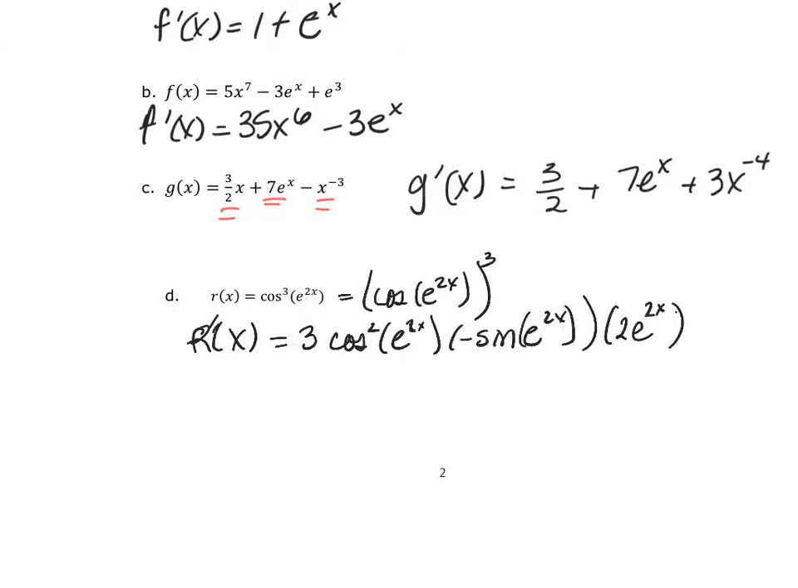I'm just going to clean it up just a little bit. So I'm just going to write this as negative 6, because of the 2, the 3 and the negative 1, so negative 6. I'm going to write e to the 2x first, and then I'm going to write it as the cosine squared of e to the 2x, the sine of e to the 2x. How did you get the negative 6? So I got the negative 6 from this number 3, this negative 1, and this 2.